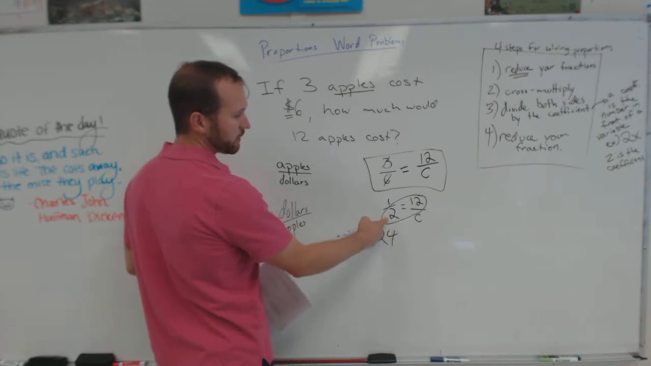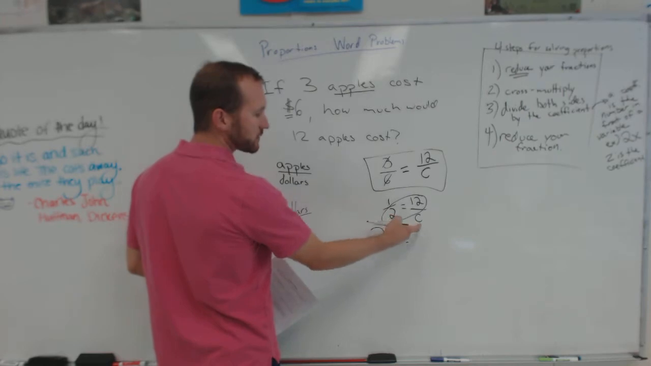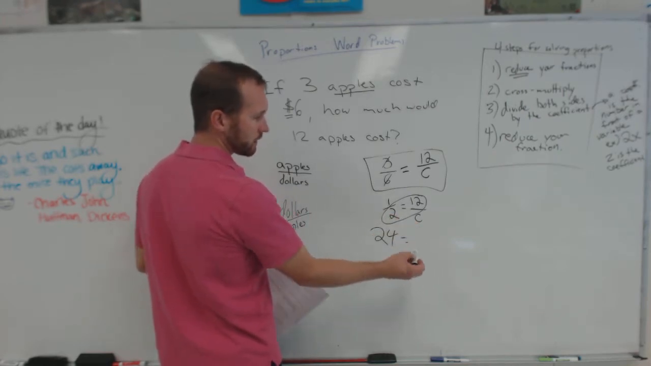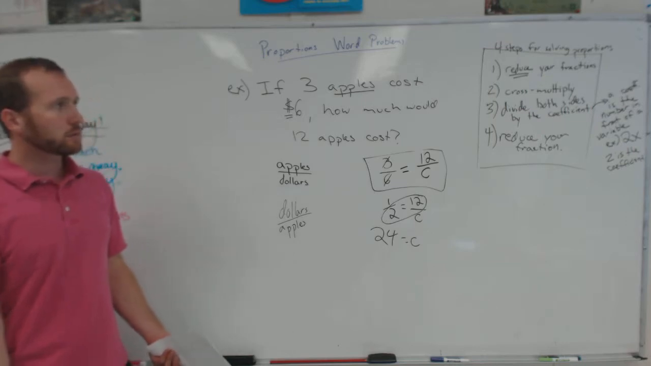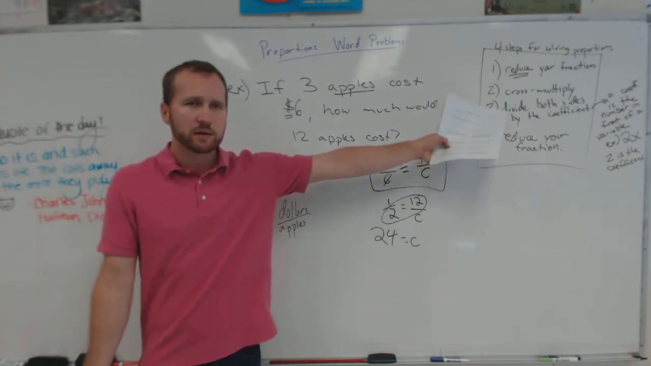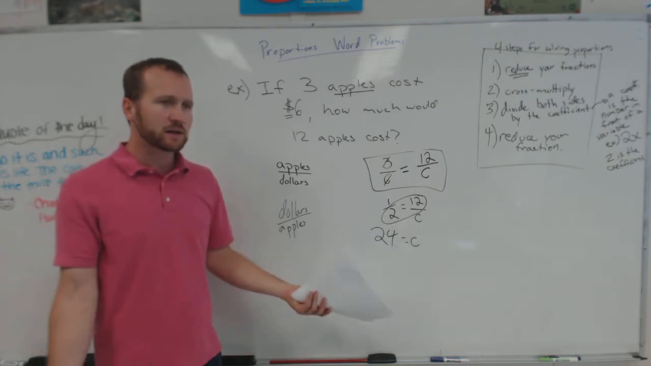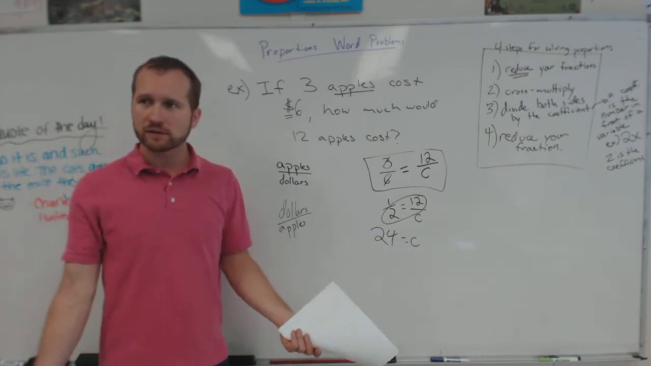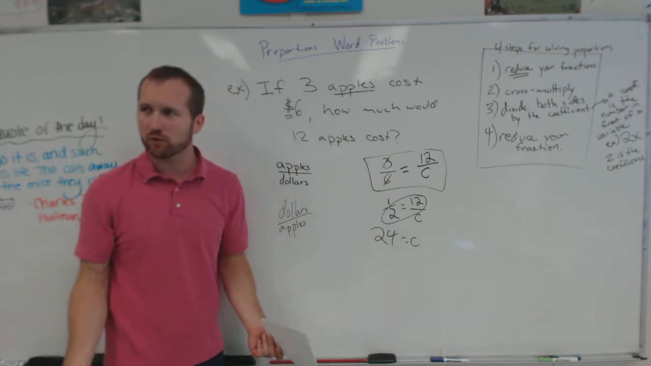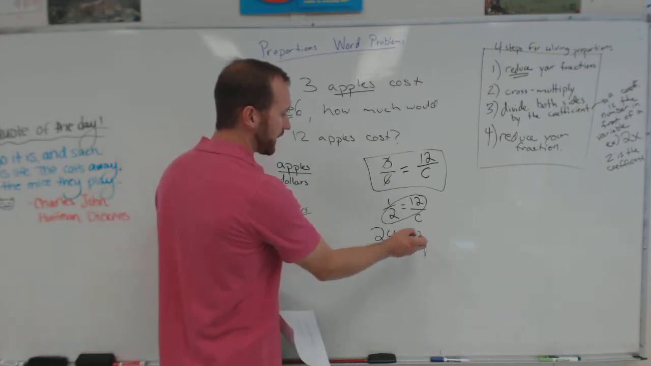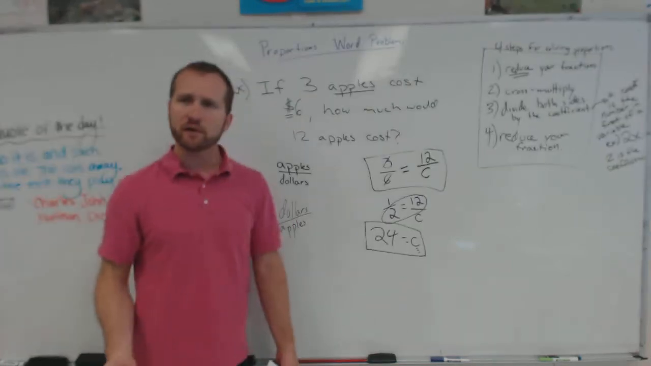So my cross multiplication here is 24. And my cross multiplication here is just 1 times c, which is just c. Right? So do I have to divide both sides by the coefficient? No, right? It's 1c. Dividing by 1 gives you the same number. Do I have to reduce my fraction? I don't have a fraction anymore. So I'm just going to be done when I have my variable alone.